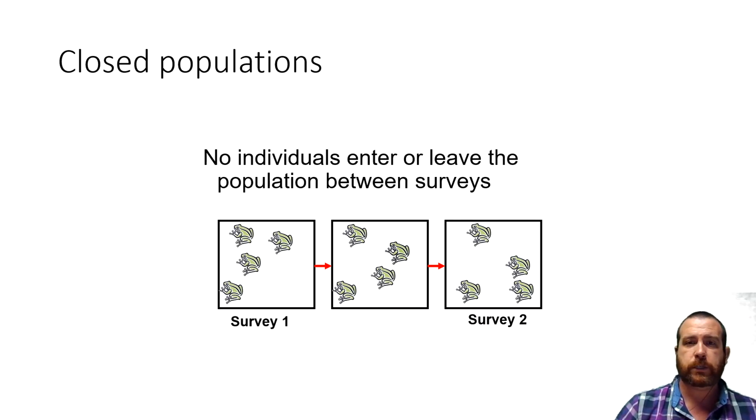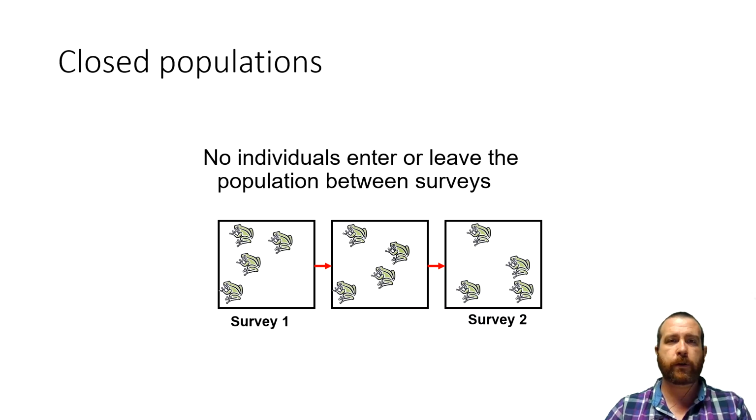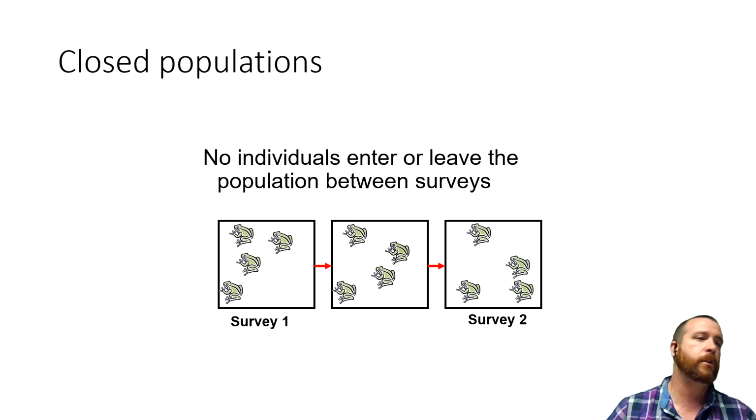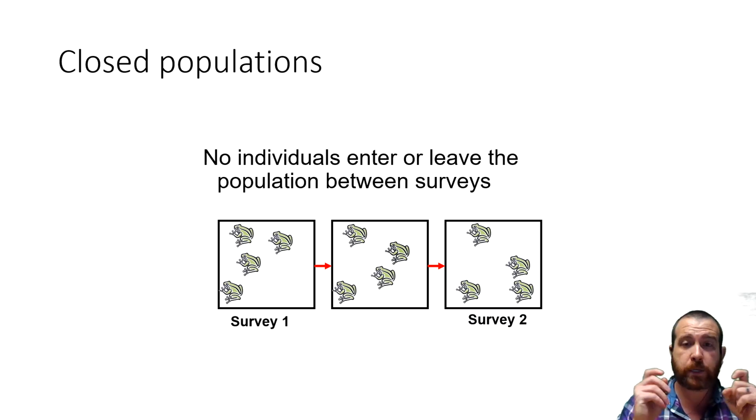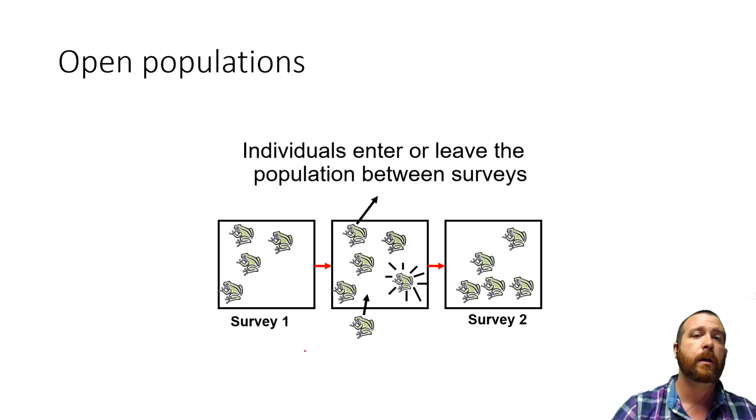A closed population, right? I have 4 frogs the first time I survey, and those same 4 frogs are there, right? Nobody gets in, nobody gets out. That's obviously wrong, right? That's not real. But we consider this a closed population so that when we take a picture of the population at time 1 and we take another picture of the population at time 2, we can easily compare them and assume that no changes to that population have happened.